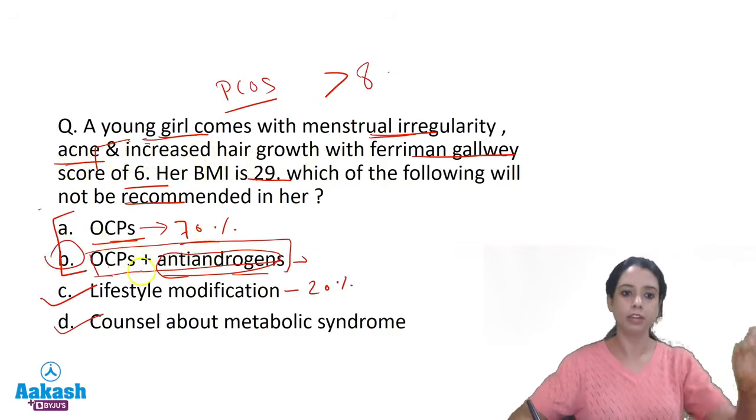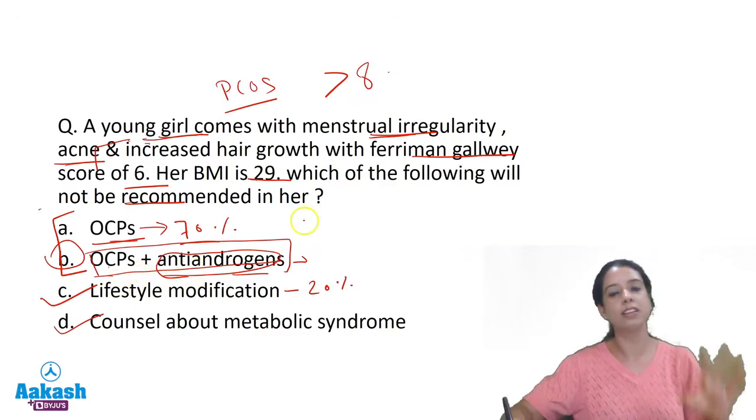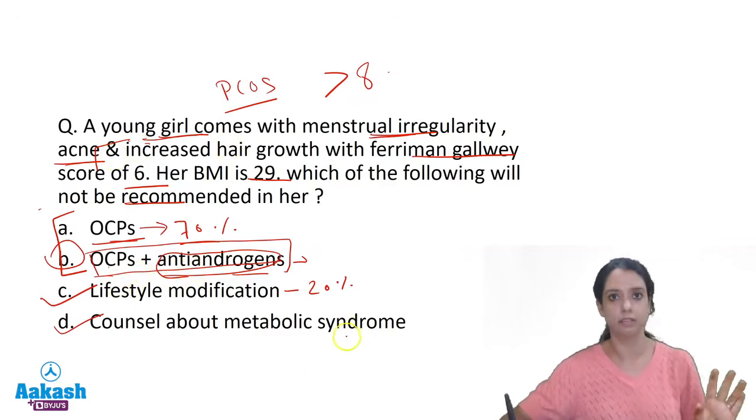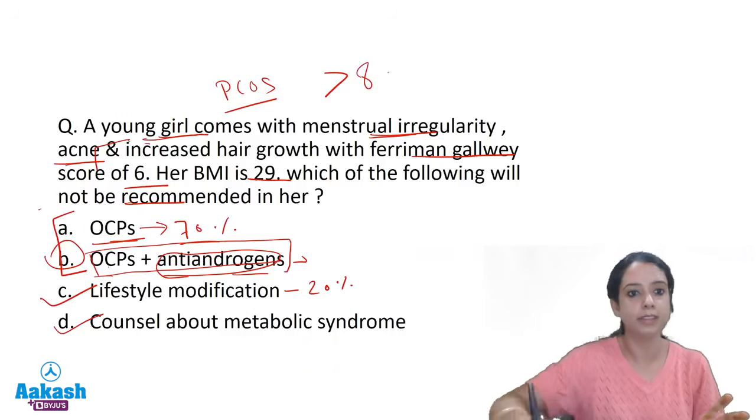OCPs have to be given, lifestyle modification has to be done, and she should be counseled for metabolic syndrome. Anti-androgens can be started later. Her score is very low. She is not hirsute. Okay, so this is the answer. Which is the answer? B.